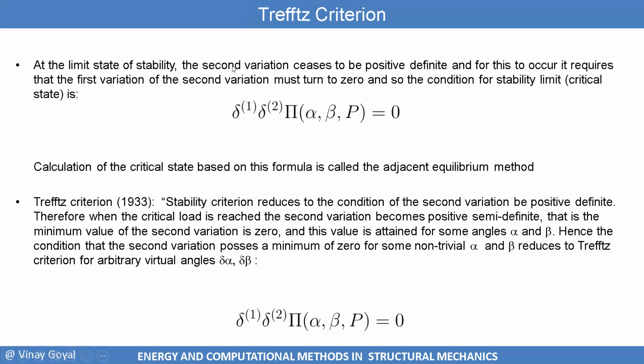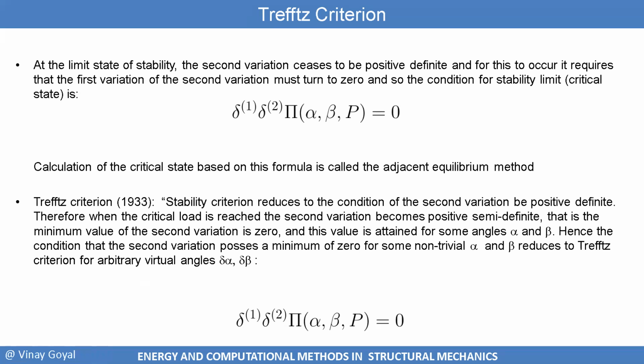Obviously, when the second variation becomes not positive definite, that's when you have an issue with buckling. And for this to occur, it requires that the first variation of the second variation must turn to 0. And so the condition for stability occurs to determine the critical state. The Trefftz criterion was developed in 1933, and I want to describe it a little bit differently, following here.